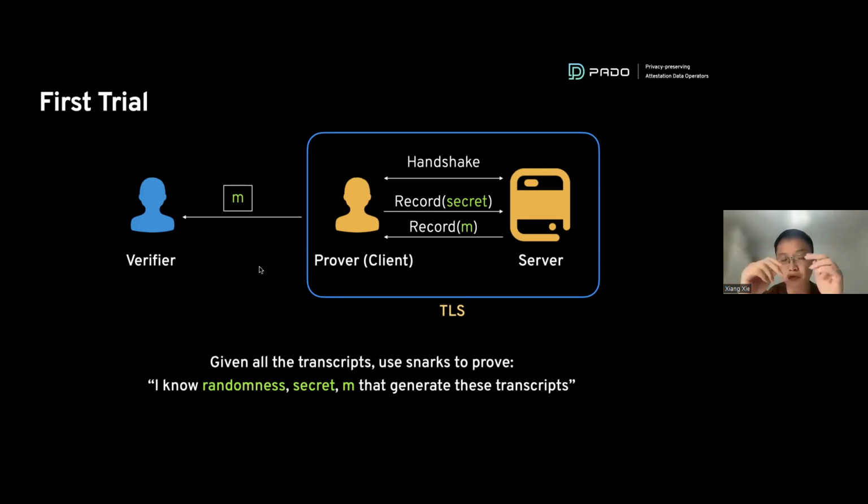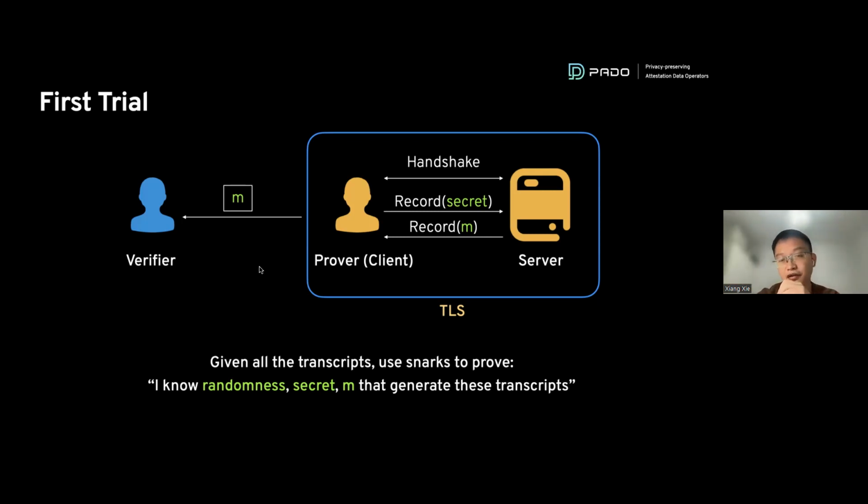And a very simple way to do that is that the prover can just use SNARKs to prove that, okay, I know all the randomness, all the secrets, and the message that generated these transcripts, and send the proof and all the transcripts to the verifier. Of course, the verifier can check the proof. If the proof passes, then the verifier says, okay, yes, I believe you. So this is a very simple and natural way to think about the problem.